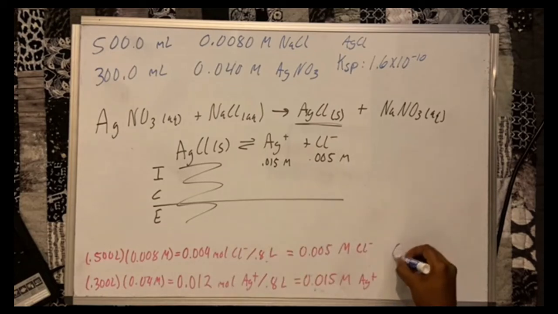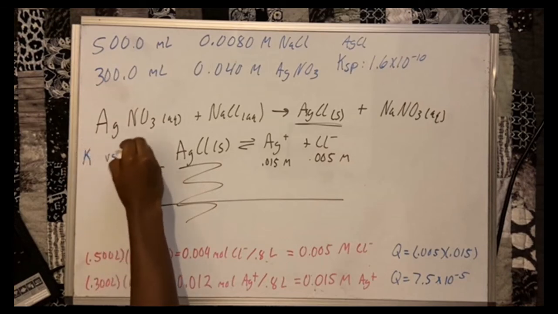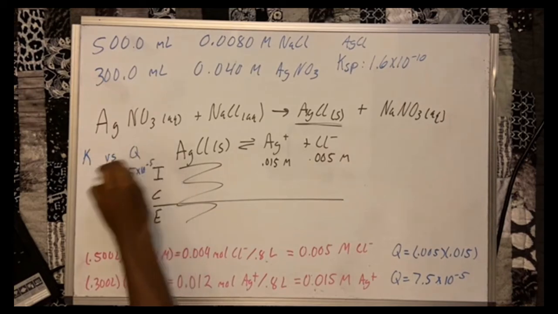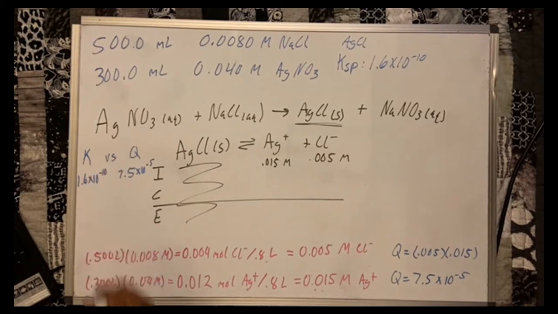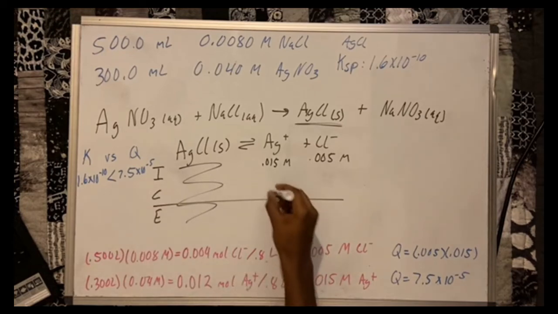So I'm going to calculate Q down here. Q equals my 0.005 times my 0.015. So Q is what? Was it 7.5 times 10 to the negative fifth? Okay, so we do our K versus Q: 7.5 times 10 to the negative fifth, 1.6 times 10 to the negative 10. Right, Q is greater than K. You can see that Q is greater than K, so you are in fact going to the left. So that's good. So we put minus S, minus S.